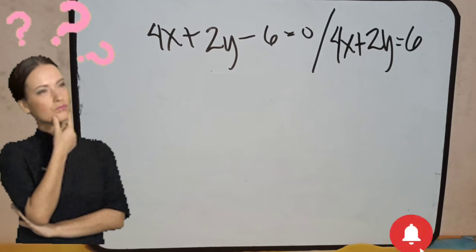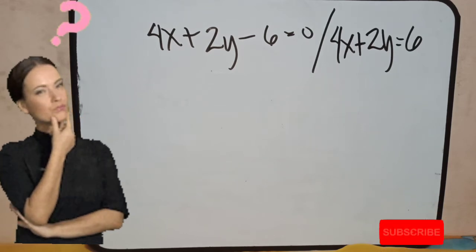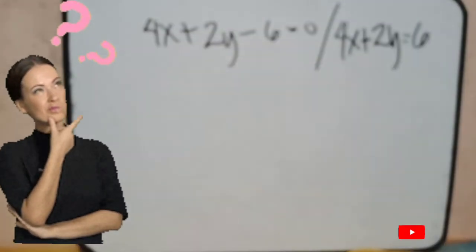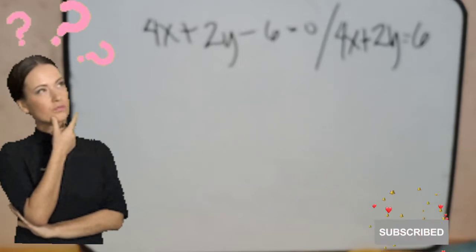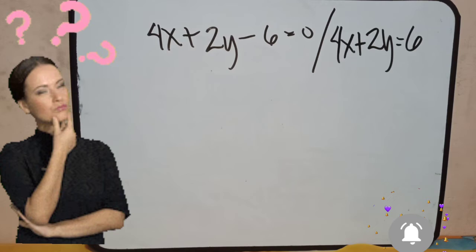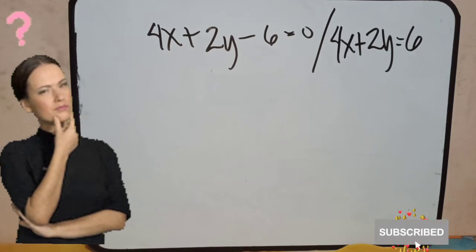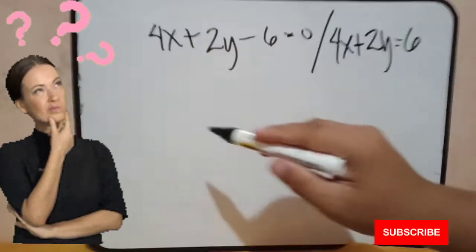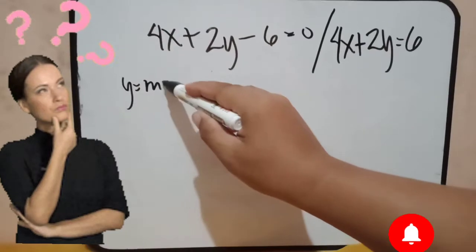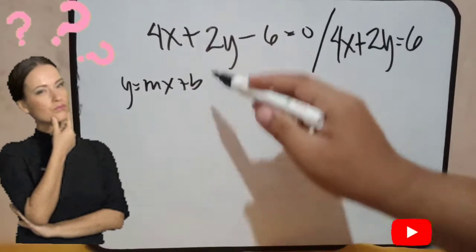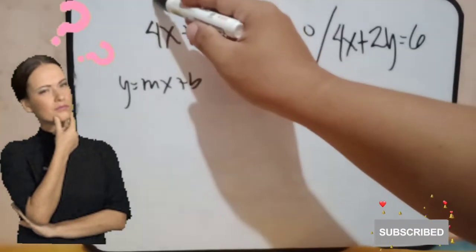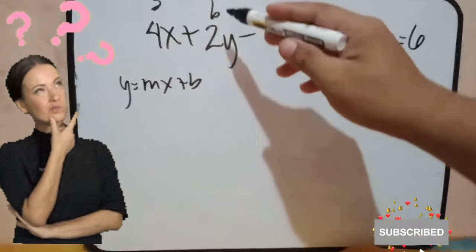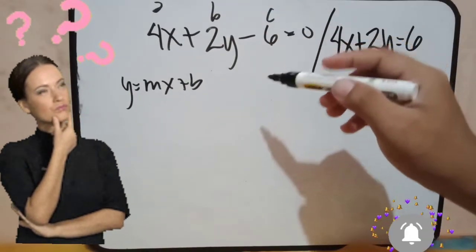As we all know, a and b are non-zero terms. Now for slope intercept, as we know, it is y is equal to mx plus b. So we're going to identify a, b, and c. Our a here is 4, b is 2, and c is negative 6.